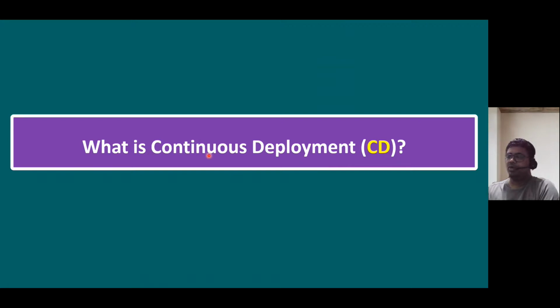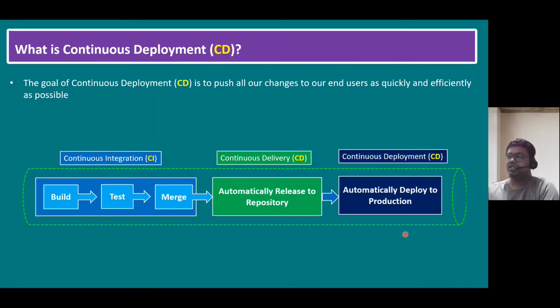Another point is, what is continuous deployment? Within our CI/CD pipeline, that is the last stage. The goal of continuous deployment is to push all our changes to our end users. End users means customers or stakeholders, as quickly and efficiently as possible.